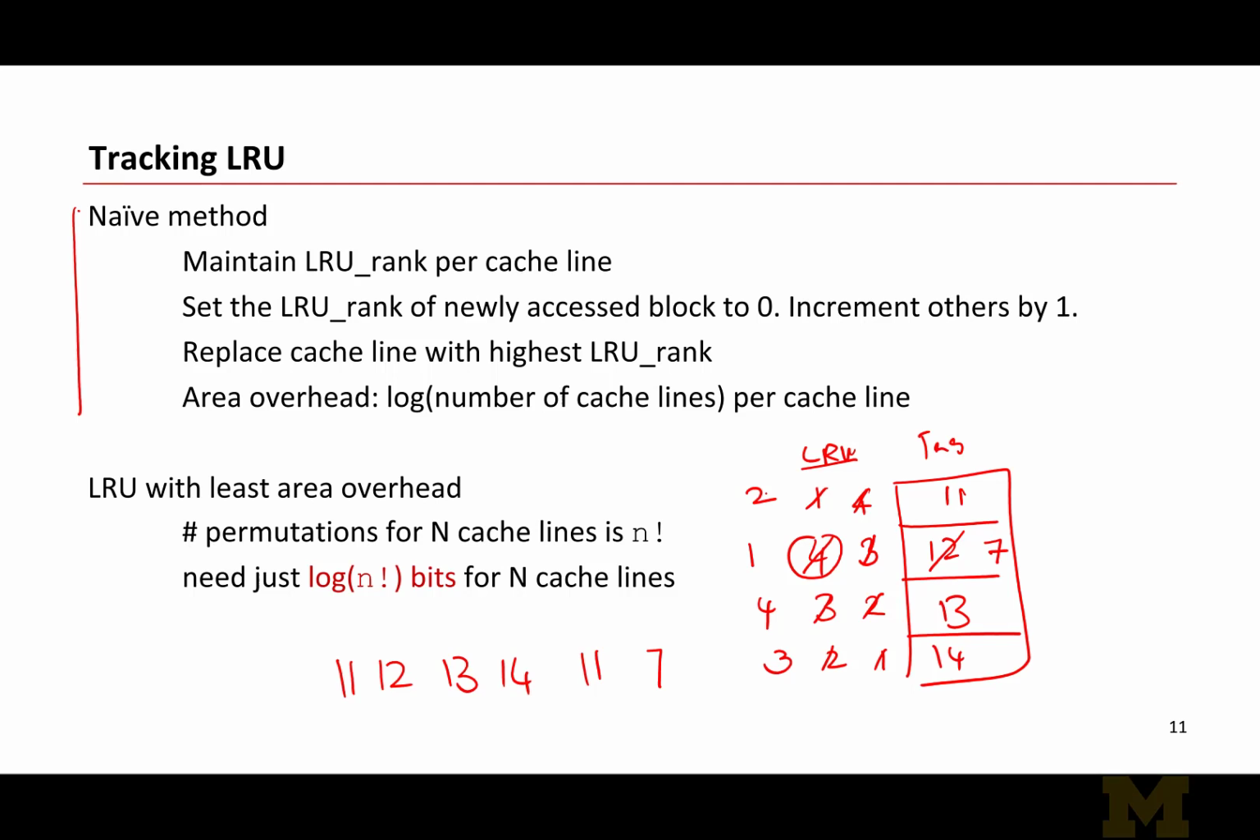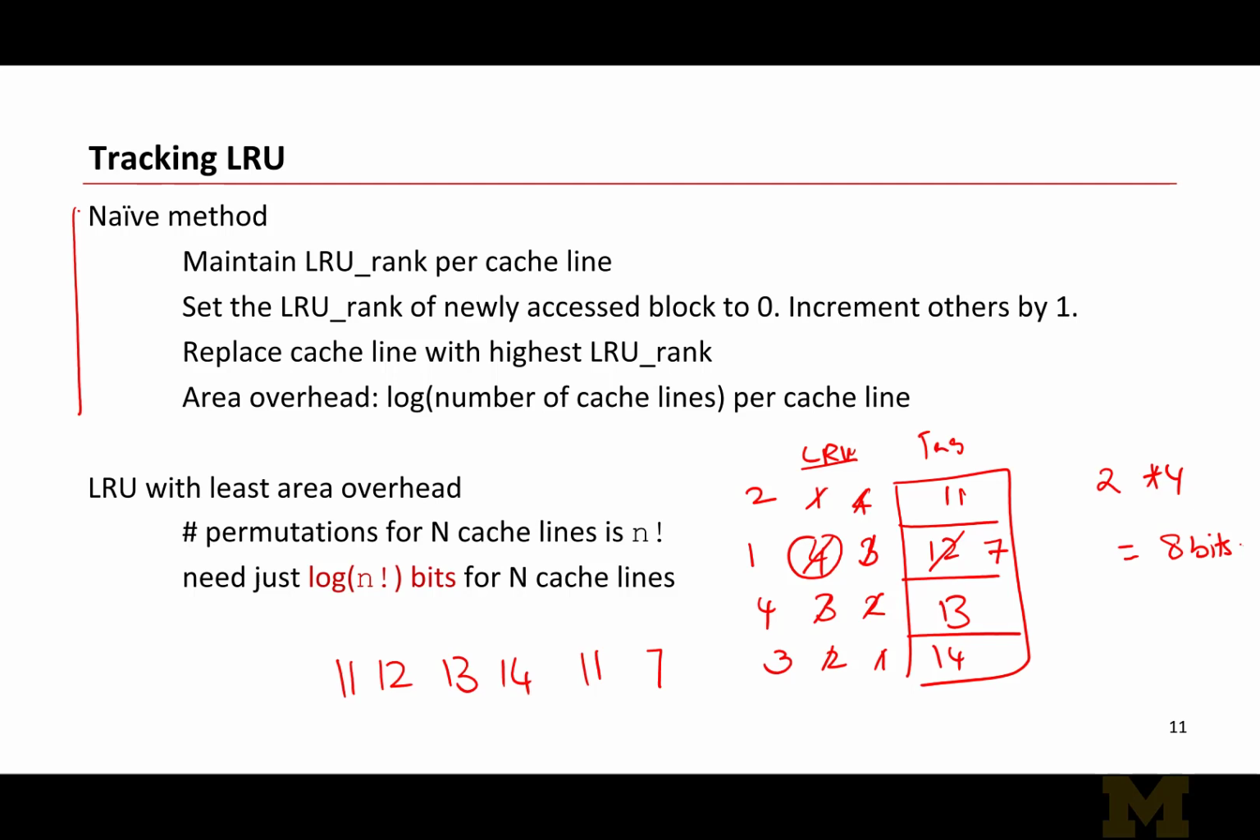This is a very naive method. There are more efficient methods. If you care about the size of the LRU bits used to implement it, in this example it would be 2 bits per cache line, so that would be 2 times 4, so totally I need 8 bits. For a very large cache, this could become expensive. It's also expensive to update all these counters every time you have a cache miss and you bring in a new block.